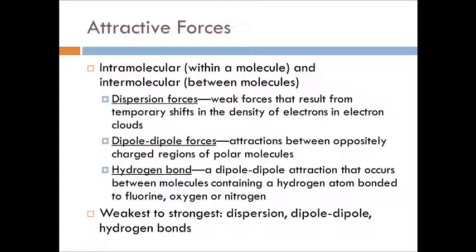Alright, the attractive forces, we have basically two types. We have intramolecular, which is within a bond, and we talked about this in class, that's going to be your covalent and your ionic bonds. And then intermolecular is between molecules. So we have three types. Dispersion, remember that these are the weakest of the three, and that it occurs in everything.